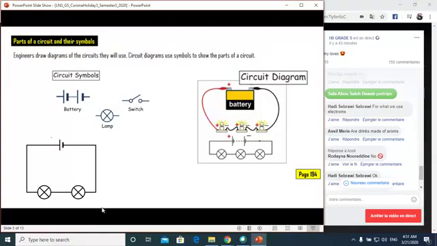Okay, take a look at Linda. Not all circuits contain a switch. It's not necessary.